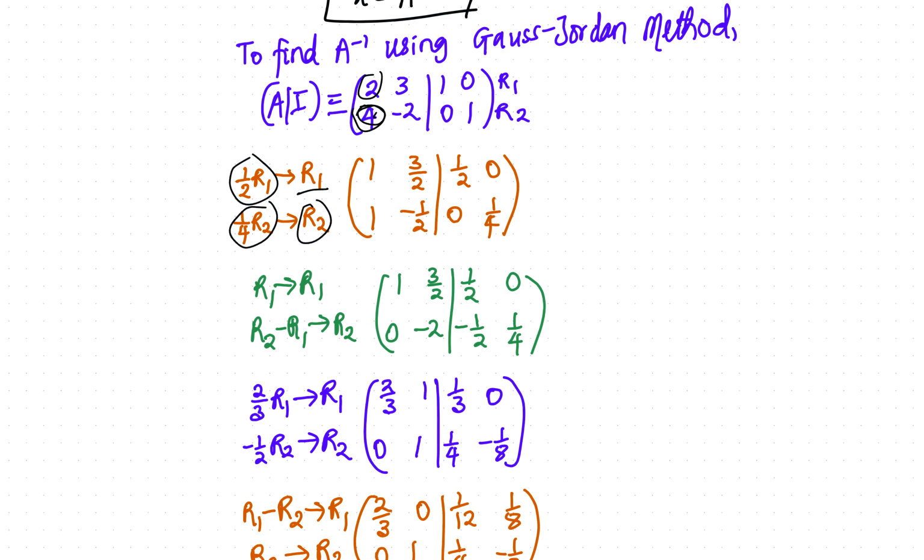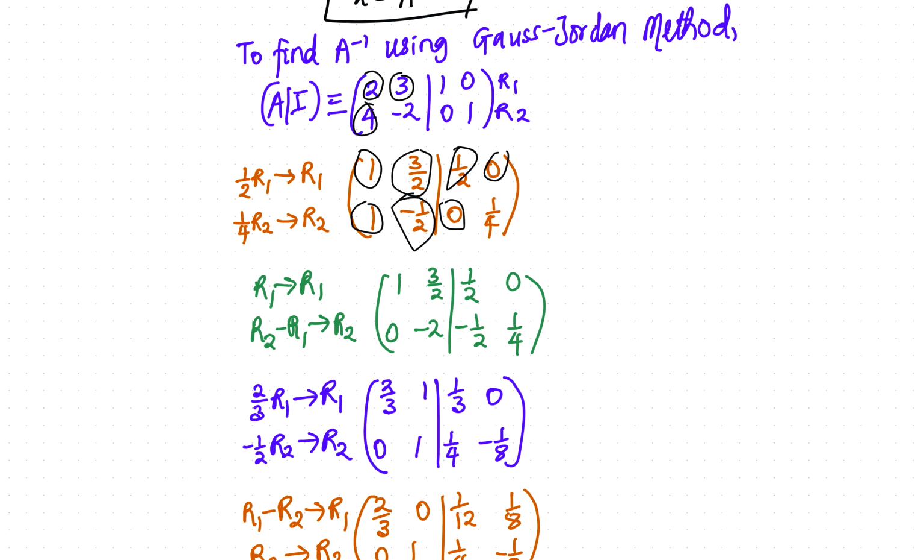So you see that half times 2 is 1, half times 3/2 is 3/2, half times 0 is 0, settled. Then 1 over 4 of old row 2 becomes the new row 2. So 1 over 4 is 1. 1 over 4 of minus 2, that's minus 2 over 4, that's minus 1 over 2. 1 over 4 times 0 is 0. 1 over 4 times 1 is 1 over 4.